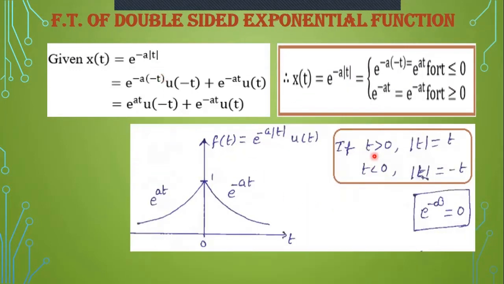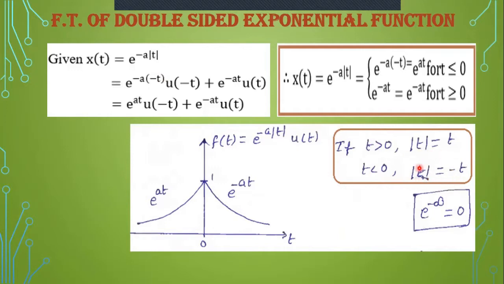t greater than 0, positive values. So for t greater than 0, magnitude of t is t. And t less than 0 means negative values of t. So what is the magnitude of t? Minus t. For t greater than 0, the magnitude of t is plus t, and for t less than 0, magnitude of t is minus t.